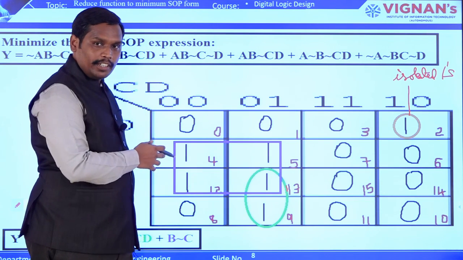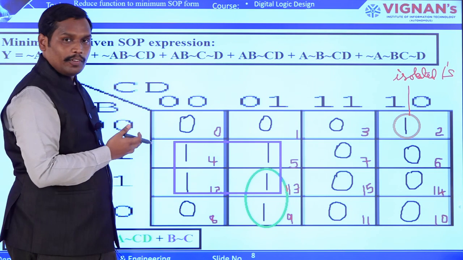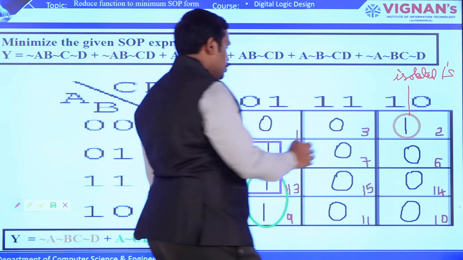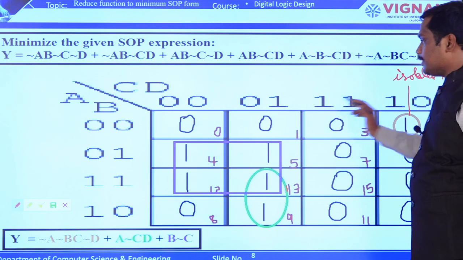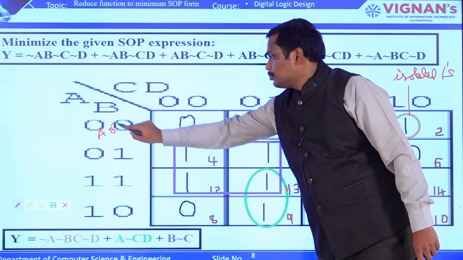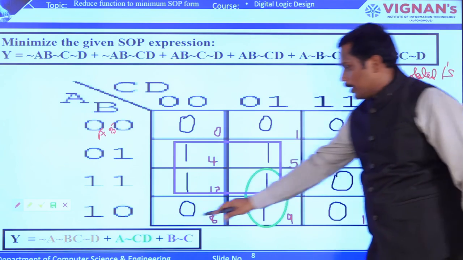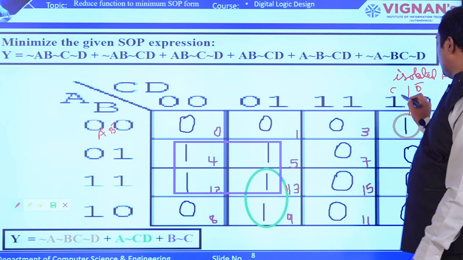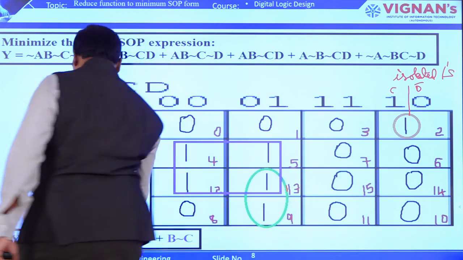Is there any chance of octet? No octet, because 8 ones together will form an octet. So 8 ones are not there, so we are going to leave octet. And now for this particular isolated one, you can see this isolated one has A bar, B bar, and then C D bar. So this is how you are going to write it in the same color. So A bar B bar C D bar. Is it clear? So this is how you are going to have an expression.